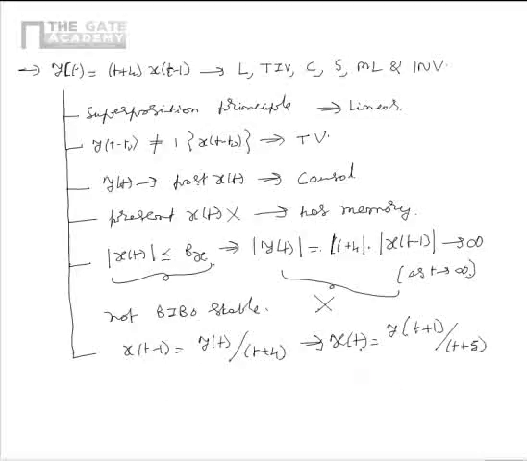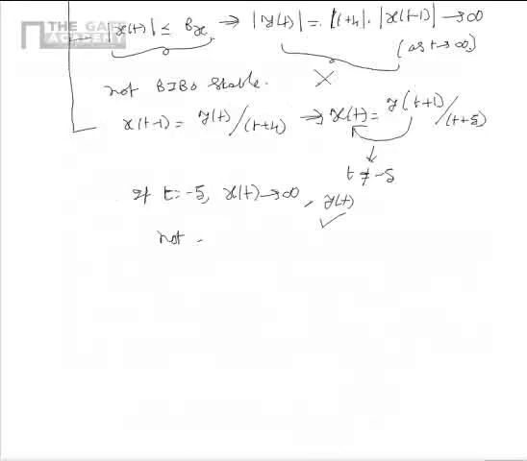So from this we can see that for any obtained output we can recover x of t back if t is not equal to minus 5. If t is equal to minus 5, we see that x of t would tend to infinity and we cannot recover x of t for any obtained y of t. From this we see that the given system is not invertible.